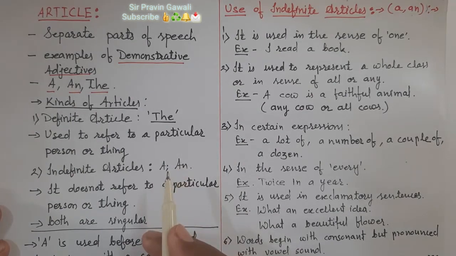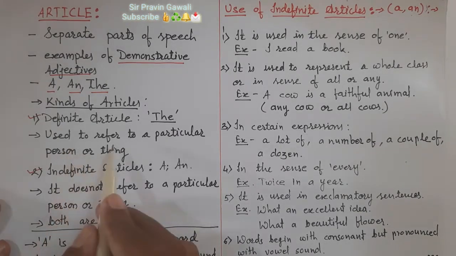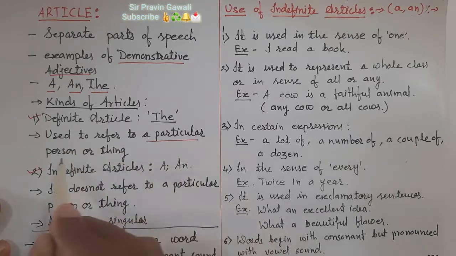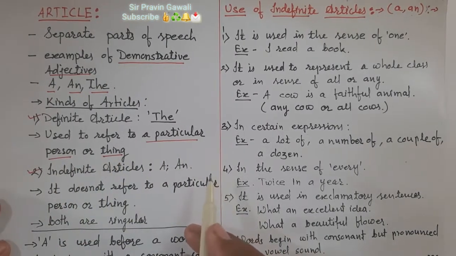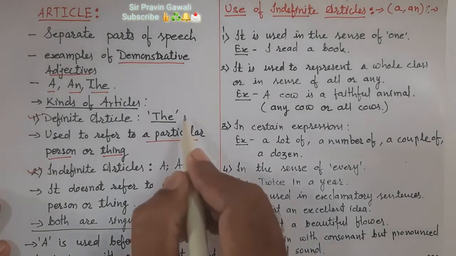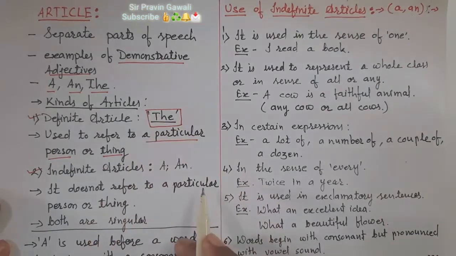There are two types or kinds of articles. One is definite article and second one is indefinite article. Okay students? Then what is definite article? It is used to refer to a particular person or thing. Students, there is only one definite article, that is the. Sometimes we say the.